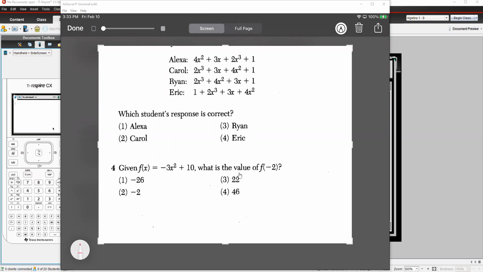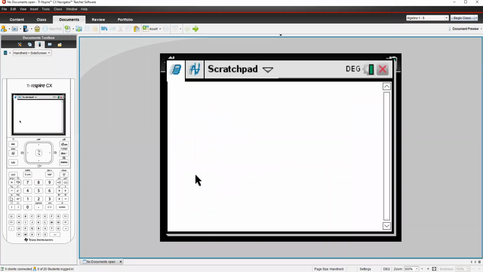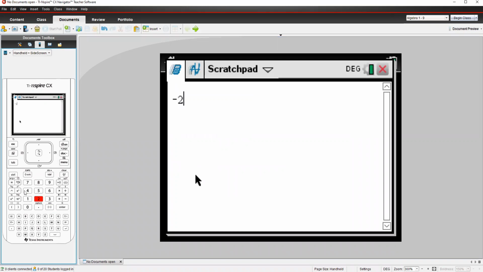So all we're going to do, let me go to my calculator, is take the input, negative 2, and store that into x, because that's what it is, the x value. Press enter. Now I'm just going to key in the function: negative 3x squared plus 10. Press enter. And so the output is going to be negative 2. That's the answer. Keep it moving.